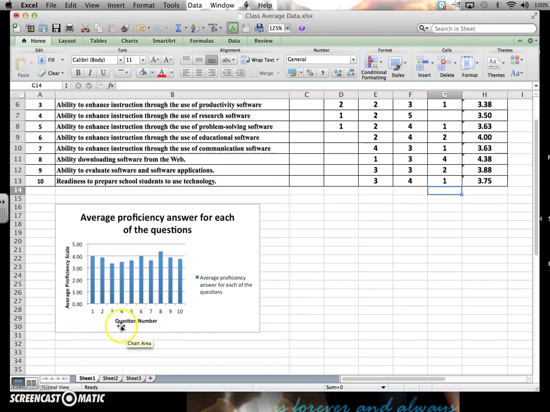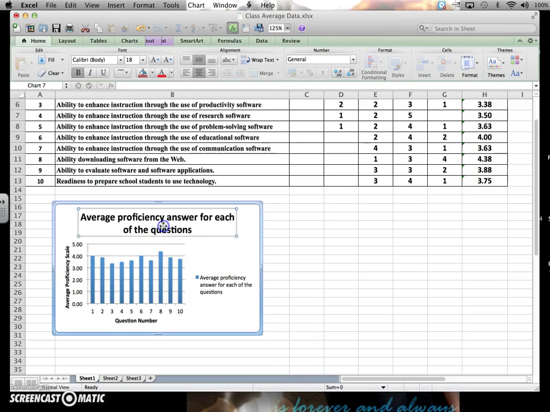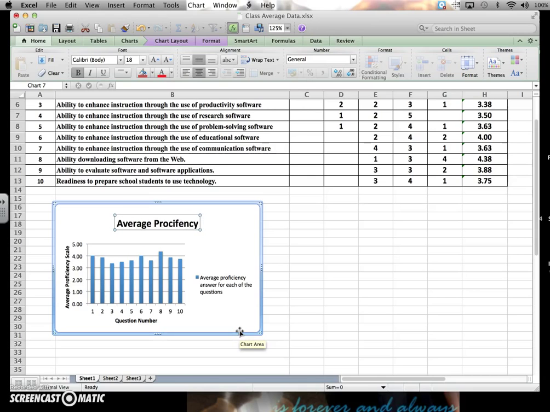I've added my axis labels, which is something that is required by teachers in just about any academic level. All of my labels are already here, my key, and then my title. And I can change my title. I don't necessarily want it to be the same as this, so average proficiency for students.